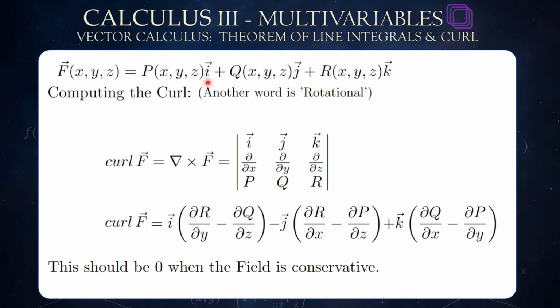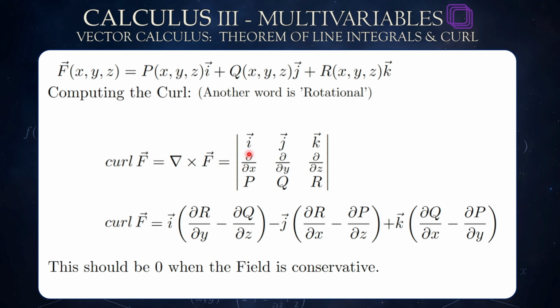Computing the curl. What is the curl? Another word for that is rotational. Let's say you have a function F(x,y,z) equal to P(x,y,z), the first component in the x direction, times the unit vector i, plus Q(x,y,z) j, plus R(x,y,z) k on the z-axis. Curl F is equal to nabla cross F, the rotational of F.